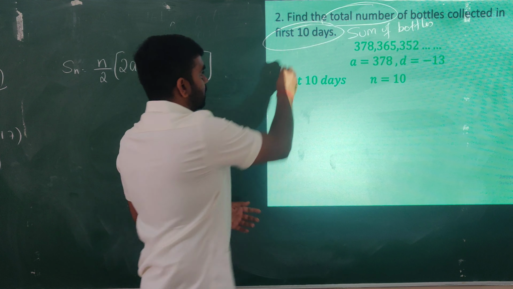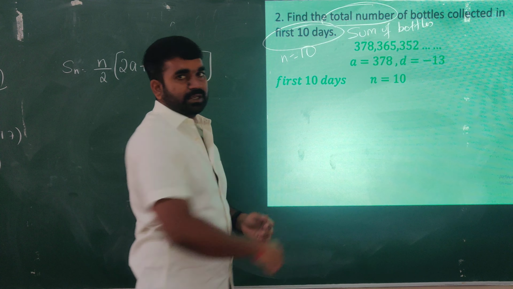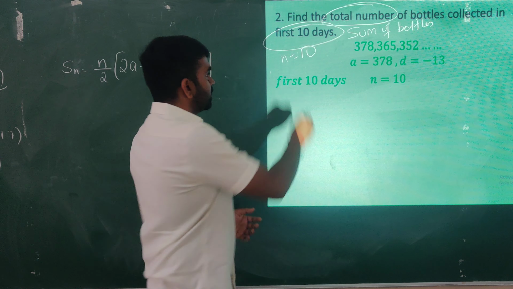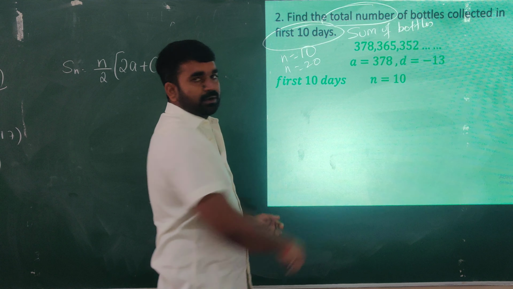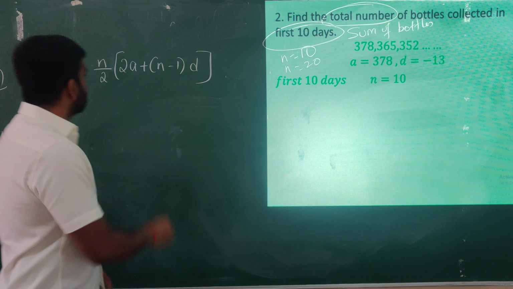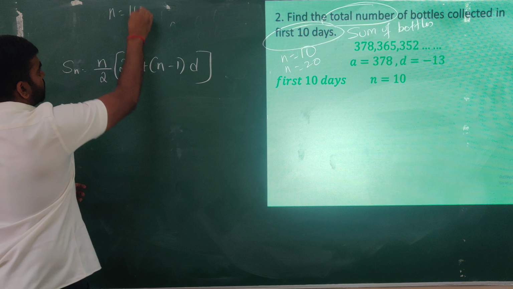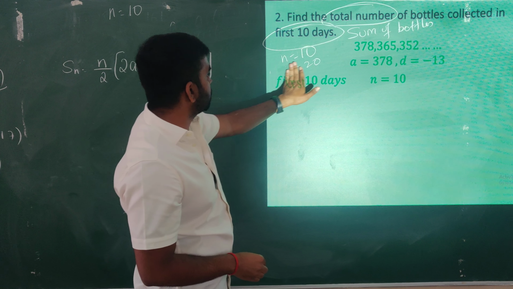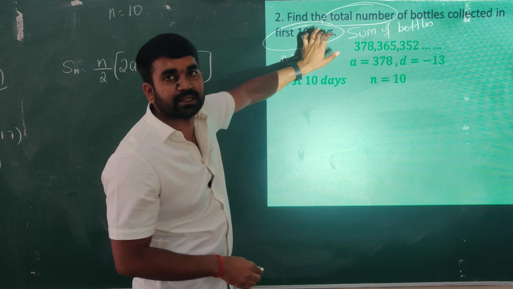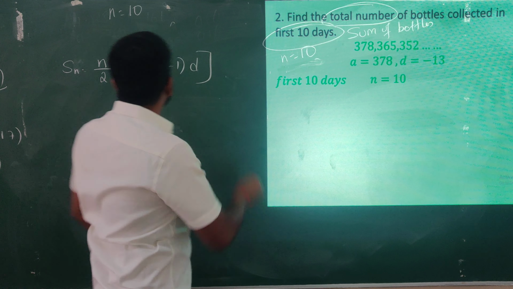For the first 10 days, n will become 10. For the first 20 days, the n value will be equal to 20. Here the n value is equal to 10 because they have asked us to calculate the value for the first 10 days. So what is the value of A here?